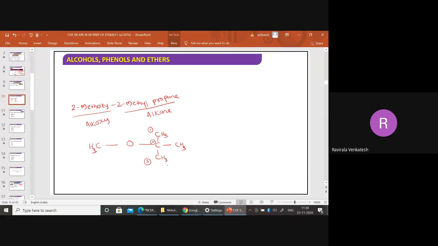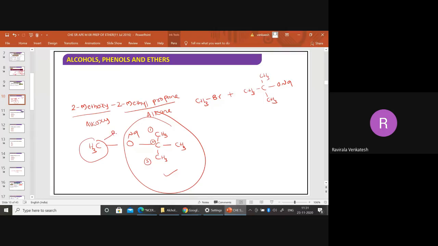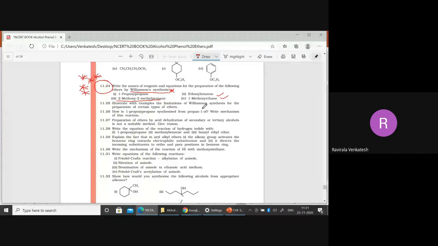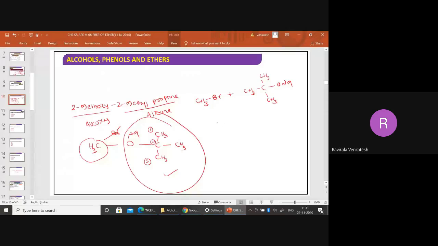Tertiary butyl methyl ether, just now we completed, no? Yes, sir. Now what is the reactant you have to take here? CH3Br plus (CH3)3CONa, because the bulky group must be the sodium alkoxide and the small group must be the halide. Correct or not? You take one more example, so I will take one more example: ethoxybenzene. Now ethoxybenzene I can write like this.